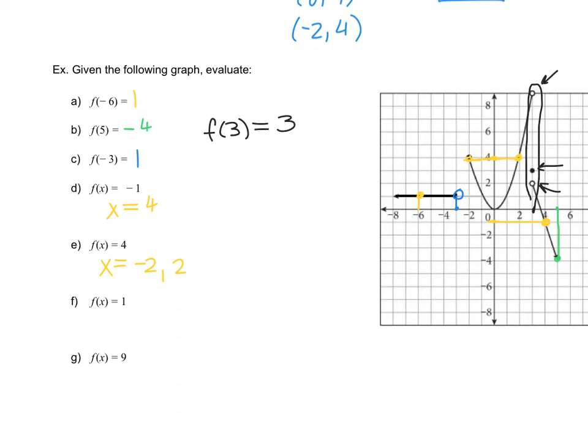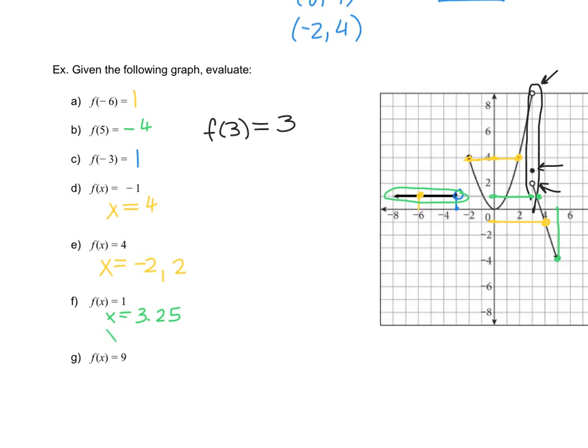The next one, f of x equals 1, I go to 1 on my y-axis, and then on the right, there's one point right here that I'm going to estimate, but on the left, I have this whole line segment that is an option. So on the right side, x is equal to approximately maybe 3.25. We're just estimating, we don't know if it's exactly that. We can figure it out exactly if we wanted to by finding the equation of that line, but right now we're just kind of using the visual.